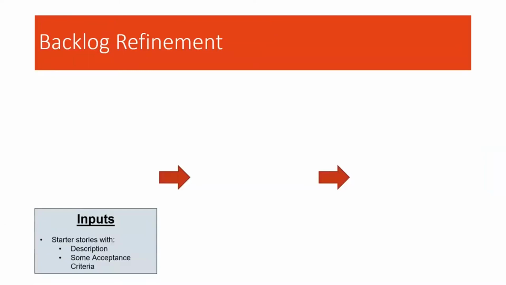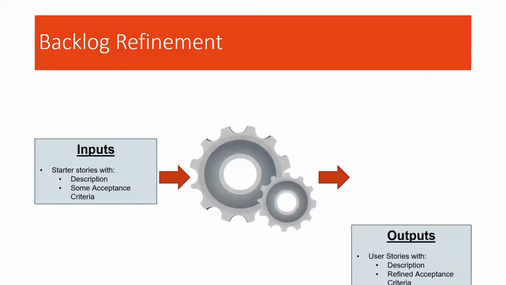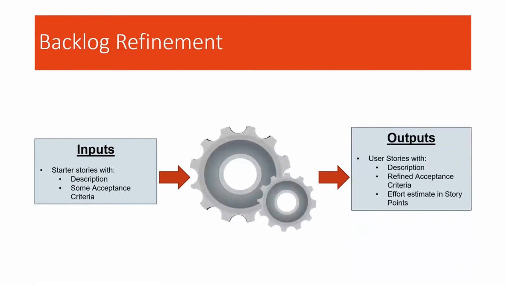Backlog refinement process. The inputs that we're going to see are starter stories with description, some acceptance criteria that the product owner is ready to refine with the team. We'll do the backlog refinement process, and our outputs are going to be user stories with a description, refined acceptance criteria, and an effort estimate in story points.